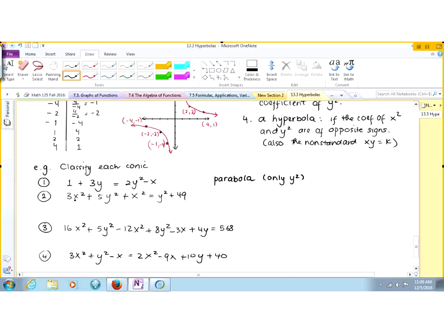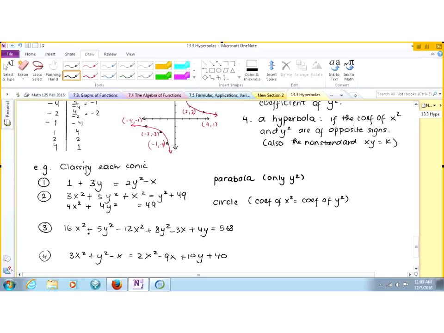What would you do first here? Do you want to put everything on the left? So this is 4x squared plus 4y squared is equal to 49. So why is it a circle? The coefficient of x squared is equal to the coefficient of y squared. Yes, that's right.